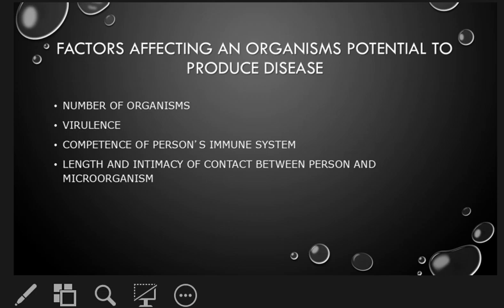A person's immune system is a great determiner of whether or not a pathogen can cause disease. For example, those who are immunocompromised would include those with AIDS, those who are frail, the elderly, those in the ICU, because they have a lot of stress on their body. Lastly, a greater length of contact between the person and the microorganism means a greater ability to produce disease.